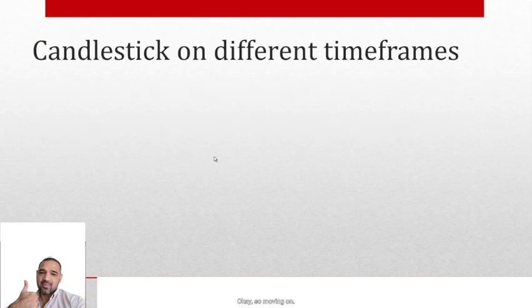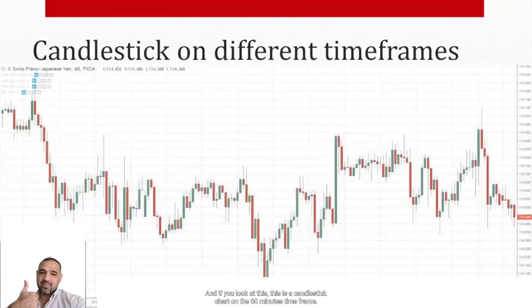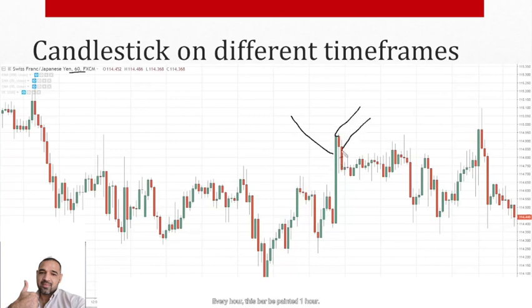Okay, so moving on, candlesticks on different time frames. Earlier, if you recall, I said that a candlestick chart can appear on different time frames, daily, 1 hour, whatsoever. And if you look at this, this is a candlestick chart on the 60 minutes time frame, which is the 1 hour. So this means that every hour, one of these bars will be painted. One hour later, this bar is painted. One hour later, this bar is painted. So a bar is printed on the screen every 1 hour.